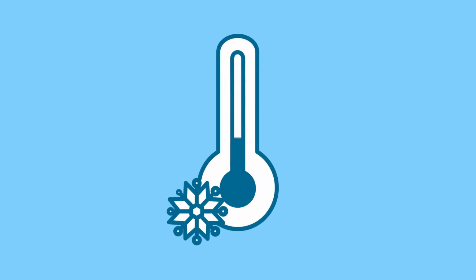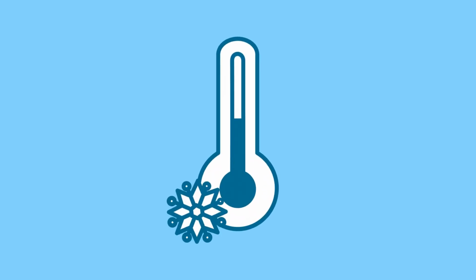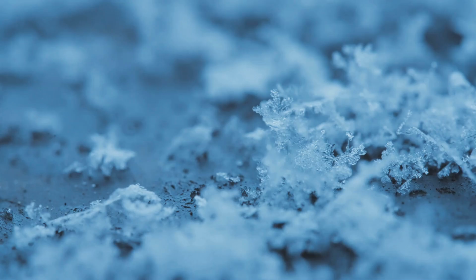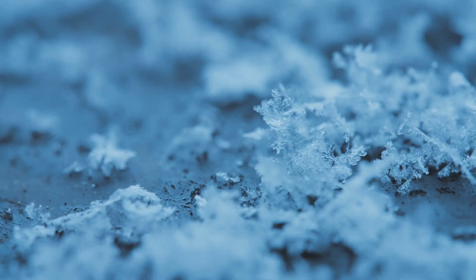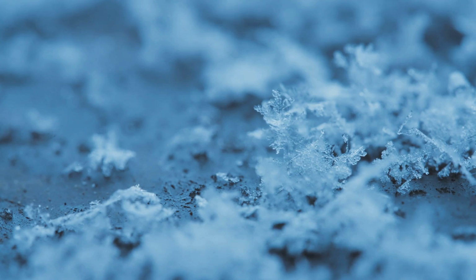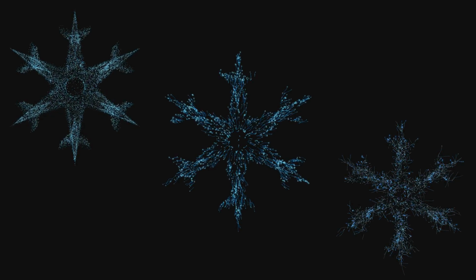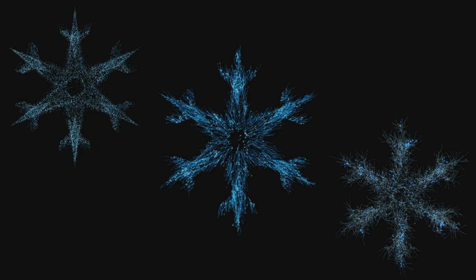Temperature plays a crucial role in shaping these delicate structures, influencing their complexity and beauty. Intricate fern-like branches form in colder conditions, creating stunningly detailed patterns. While simpler designs emerge in warmer temperatures, each snowflake tells a story of its journey through the atmosphere.